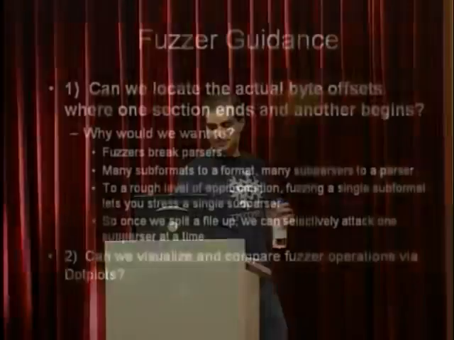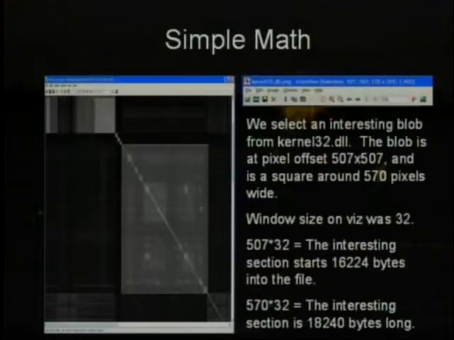We turn it from a problem where you have to multiply out all the potential changes that you'd have to make into one where you add them out. I fuzz this section, this section, this section. So it's like code coverage. So can we actually locate these byte offsets? Well, very simple math. I alluded to it earlier.